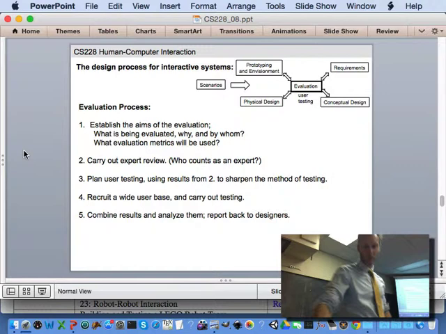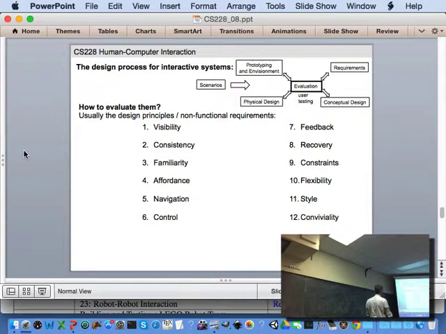Okay, so let's start to talk first about evaluation metrics. We can pick lots of different ones. Here I just picked the 12 non-functional requirements that we talked about a couple weeks ago, right? So these are things about the system, properties of the system that don't have anything to do with the specific functionality of the system. Okay.